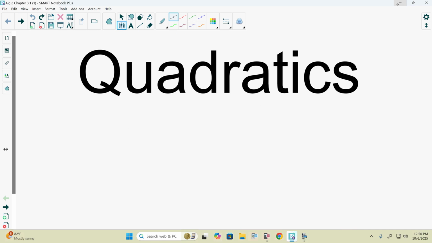Put those away. So what we're starting today is chapter 3. We're going over quadratics. The main form of quadratics that we're going to be looking at is ax squared plus bx plus c. We talked about quadratics in the last chapter, but we didn't talk so much about finding ways to solve quadratic equations, finding the values of x that will make the function be 0.